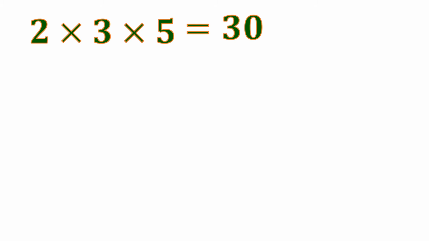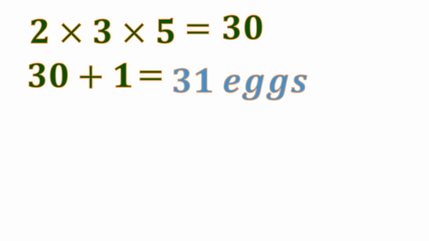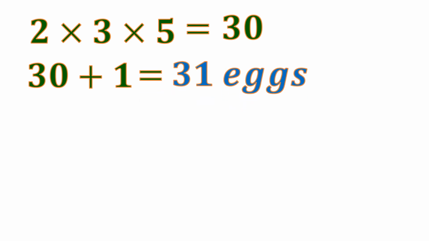Now it is given that there is one extra if it's grouped by 2, 3, or 5. And so I'm going to add 1 so that there is always a remainder when 30 is divided by any of these 3 numbers. So 30 plus 1 is 31. That means there are 31 eggs.